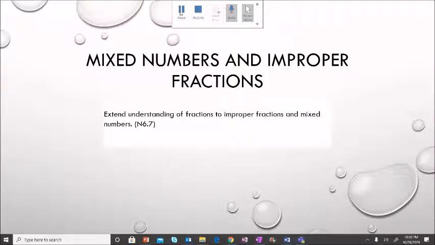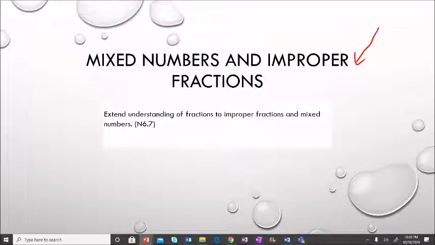We just finished our order of operations. Now we're going to be looking at something a bit different, okay? It's called mixed numbers and improper fractions. What we're working on is the outcome to extend understanding of fractions to improper fractions and mixed numbers.